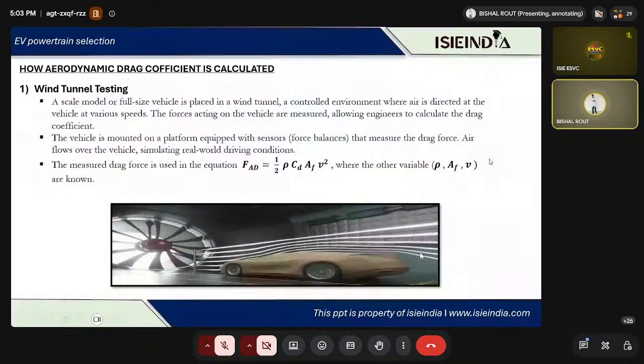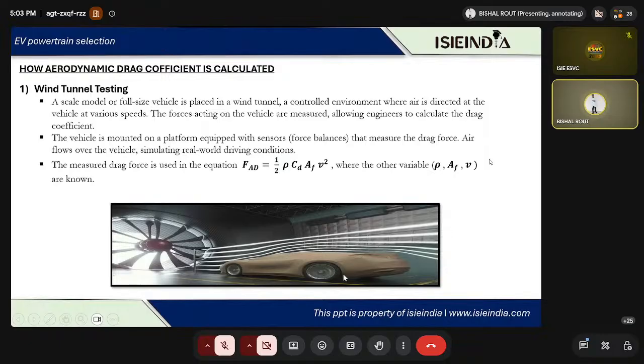Right. So this is how I told you the aerodynamic drag coefficient is calculated. Like CD, it is not a value which has been randomly calculated or plotted. You already know the air density, you know the frontal area of the vehicle, and you know at what speed you are actually moving the vehicle. So you can calculate the drag coefficient. This is the velocity at which the vehicle will move, and that will be calculated from the frontal area.